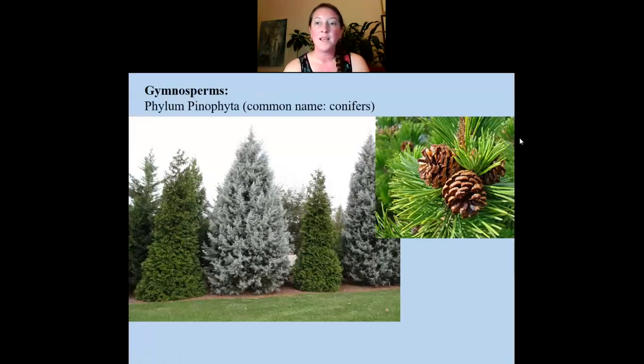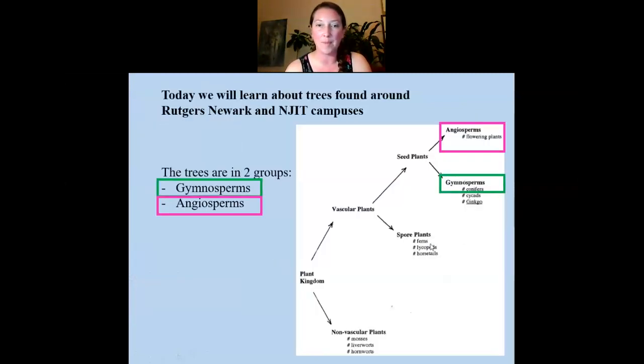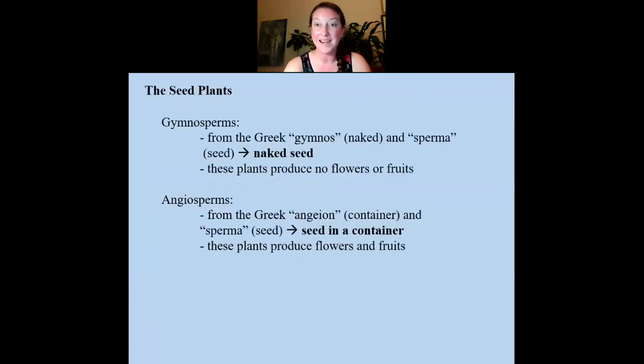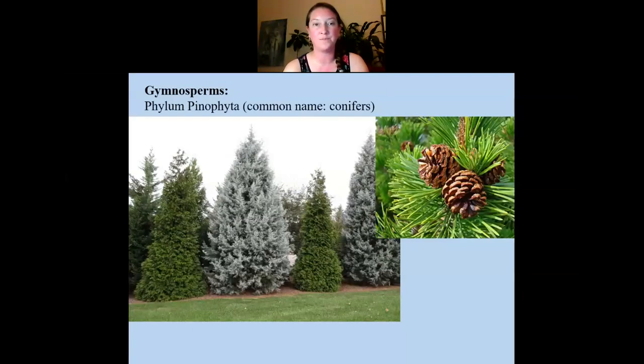Okay. Here is our first plant. Oh no, sorry, this is not our first one. This is to get you going. Let's go back really quick. Oops, nope. Right. So first we're going to talk about the gymnosperms that are around campus. Naked seed, gymnosperm, no flowers, no fruits.